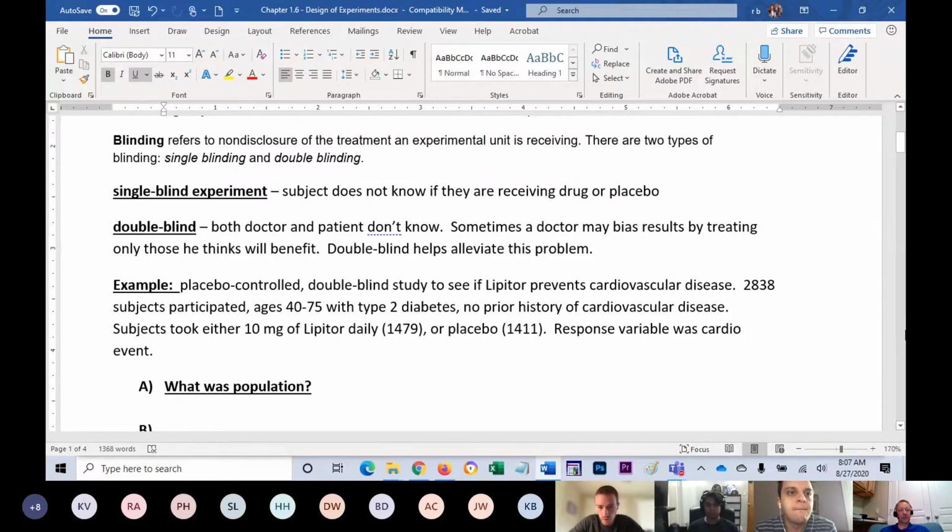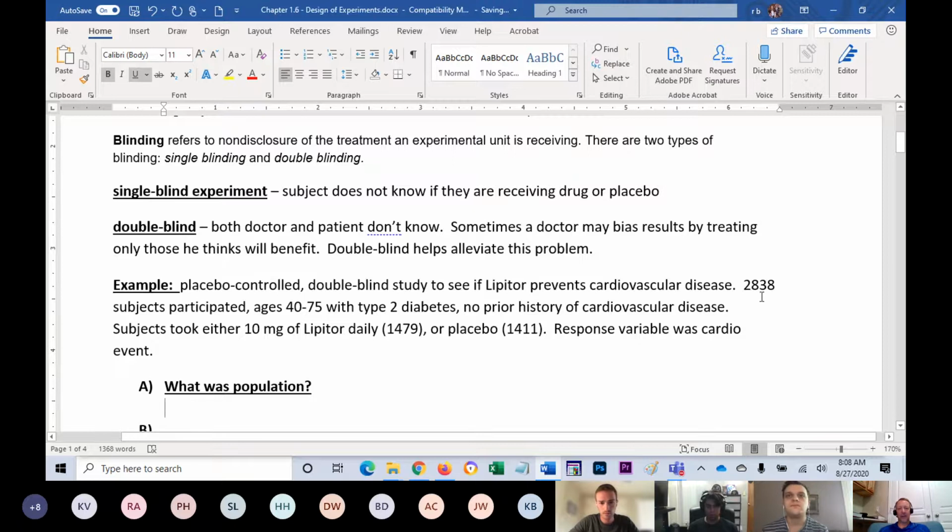That would be the 2838 subjects. No. Do we need to remember what population means? The 2838 is the sample, because there's more than 2,838 people in America, right? Oh, would it just be all people with cardiovascular disease? So that's a good start. So actually all without cardiovascular disease.